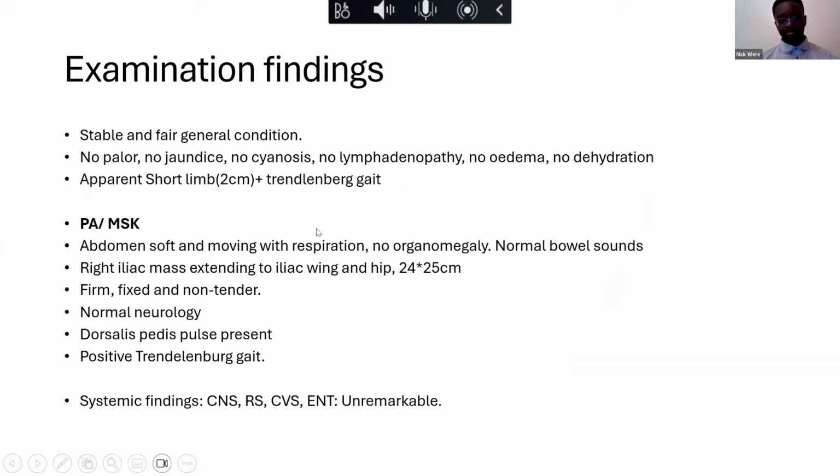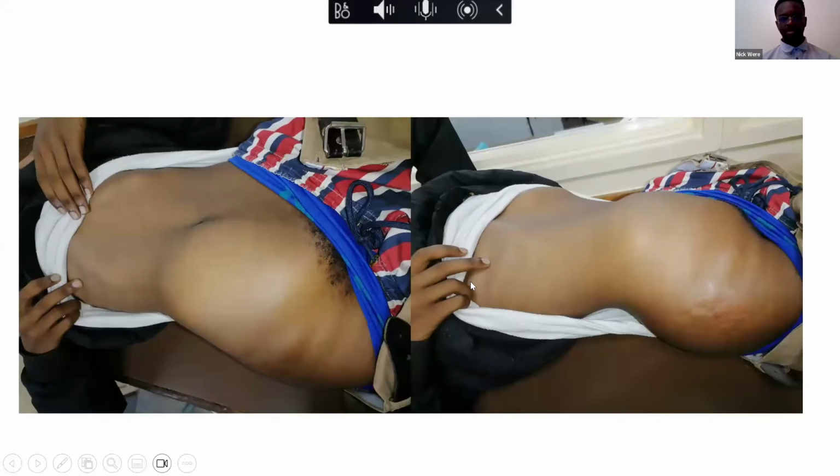There was apparent limb shortening because of the tilt of the pelvis. Abdominal exam was essentially normal as far as the abdomen was concerned, but on the right iliac region, there was a mass extending down to the upper thigh, about 24 by 25 centimeters. It was firm, fixed, and non-tender. He had normal neurology, normal pulses, and a positive Trendelenburg. The rest of the systemic examination was normal.